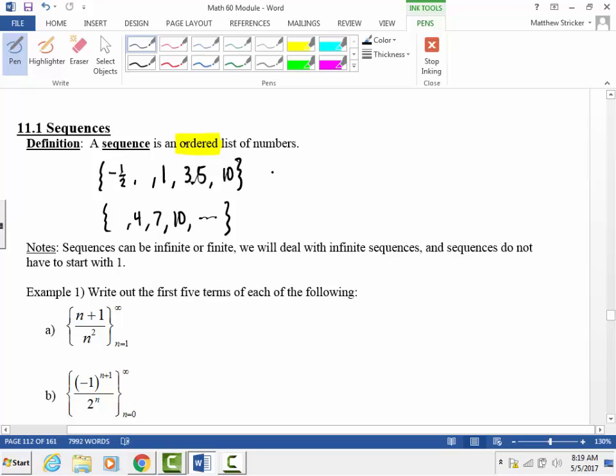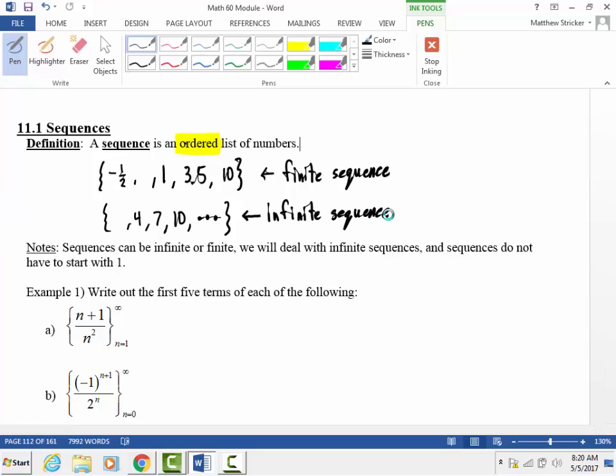This right here is what we call a finite sequence, where if that's a finite sequence, how do you think we would define the next one? Infinite sequence, because this one says that it goes on and on. So this is an infinite sequence. Finite versus infinite.